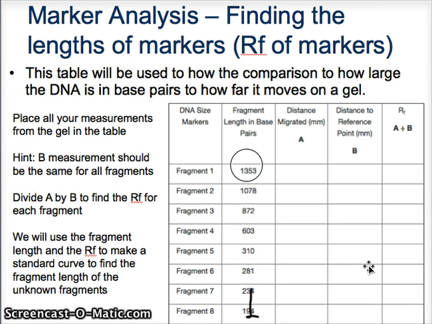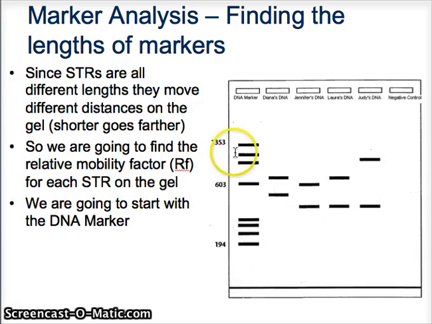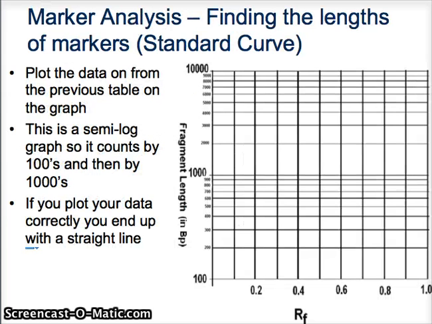So you're just making those measurements to determine if a fragment is 1,353 base pairs, how far would it move? If a fragment is 194 base pairs, how far did it move? So we can use that information to figure out, okay, if these unknown samples, if we go back up here, move so far, how big is this sample right here? Notice how it doesn't match up with one of these bands exactly, so that's why we're going to make a curve to extrapolate how big it would be.